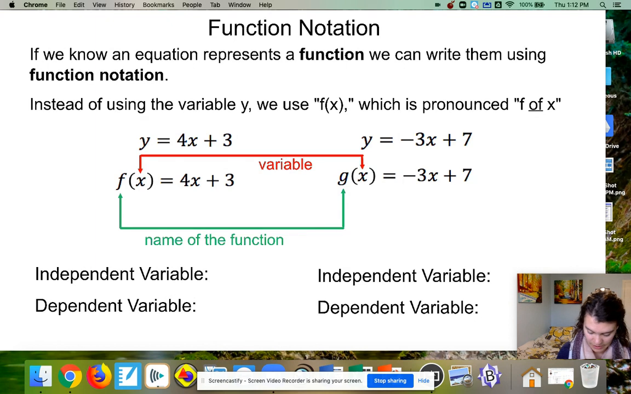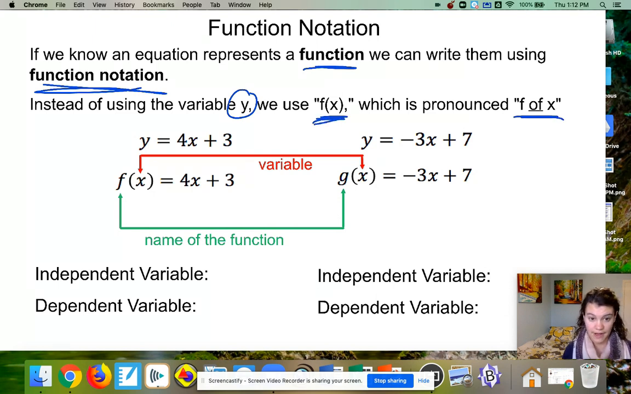All right, so what is function notation? We know an equation represents a function. We can then write it using function notation. Instead of using the variable y, we're going to use f of x. So this right here, you'd say f of x. This is the name of the function, which is replacing this y right here. And then this is the actual function of what's happening.